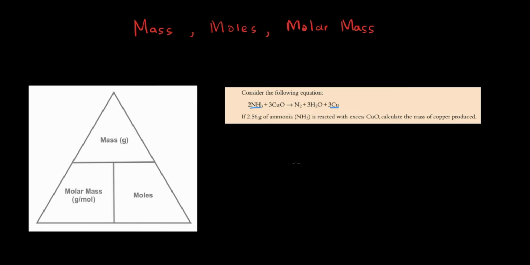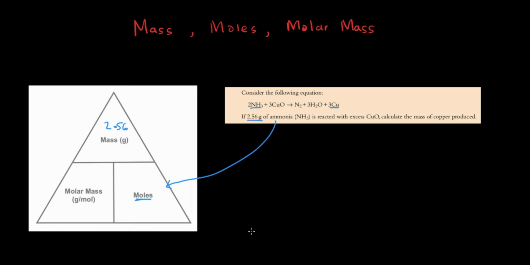Okay, so the first thing we want to do is look at the information given in the question. It says 2.56 grams of ammonia is reacted. What we can do with this information is figure out the moles of ammonia. We're already given the mass. So 2.56 is the mass, and it's already in grams, so we don't have to convert it. The way you can calculate the molar mass of ammonia is by looking at the individual atoms in ammonia and their molar masses.